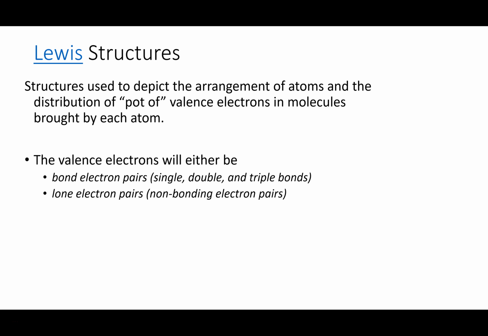So Lewis structure. You need to be able to add up, hopefully, simple binary ionic compounds. For Lewis structures, you need to be able to come up with a pot of valence electrons. And that's related to, remember, you know the valence electrons from the group number.